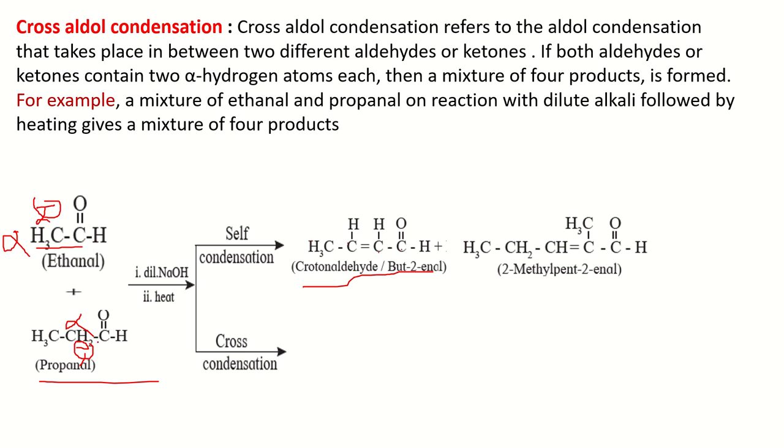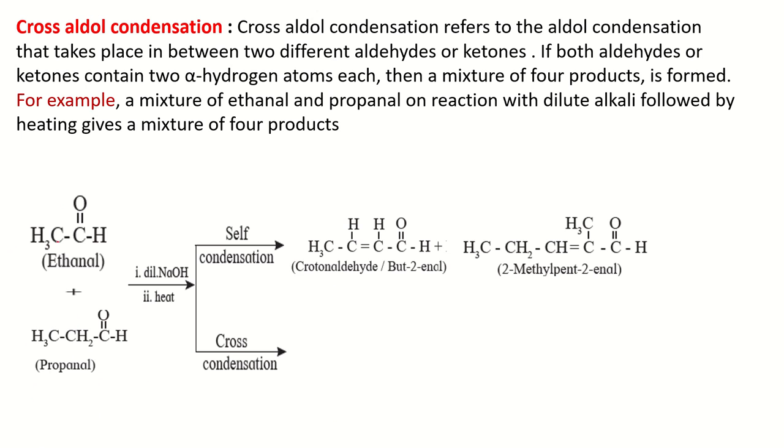Let's check. There are 3 carbons in each of 2 molecules, 3 times 2 means the resulting product has 6 carbons. 1, 2, 3, 4, 5, and 6. This is 2-methylpent-2-enal. This is simply a self condensation reaction, meaning the reaction takes place mutually between the same molecules. It's called self condensation. I hope you understand.